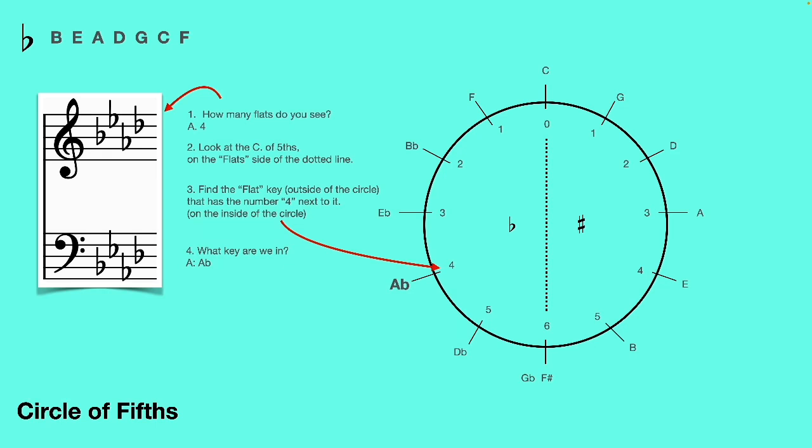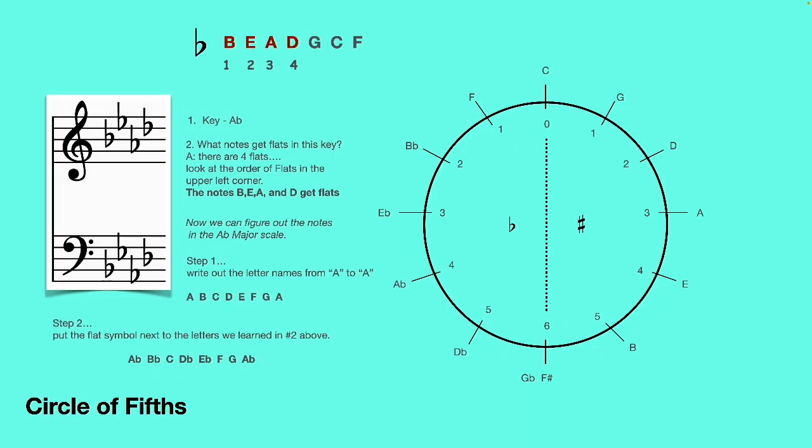On the flat side, find the number 4. And what letter is outside the circle across from that 4? A flat. So guess what key we're in? We're in the key of A flat. All right, so now we know we're in the key of A flat.